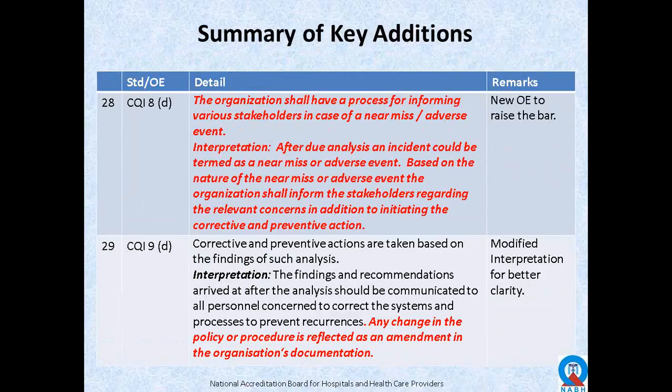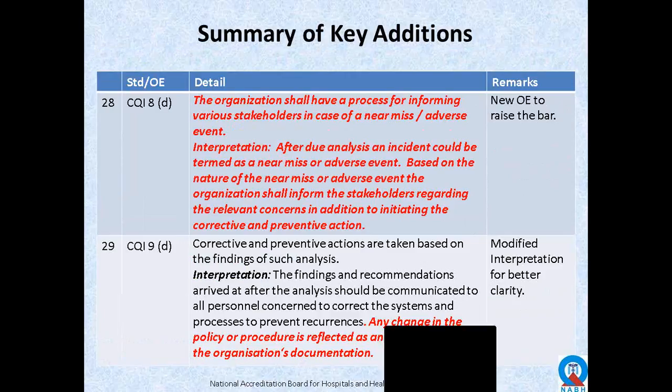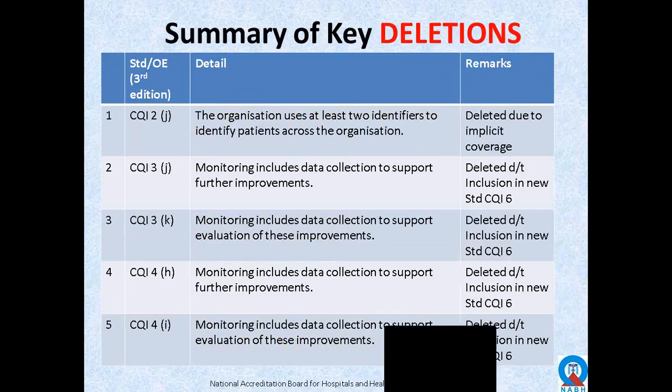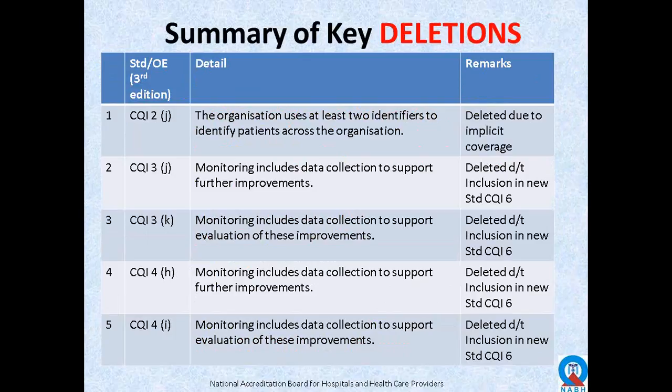Next is on 9B. Interpretation has been modified. That is, this is for corrective and preventive actions taken based on the findings of such analysis. The interpretation has been modified for better clarity. So, the summary of key deletions: one is CQI 2J, the organization uses at least 2 identifiers across the organization. This has been deleted due to implicit coverage.